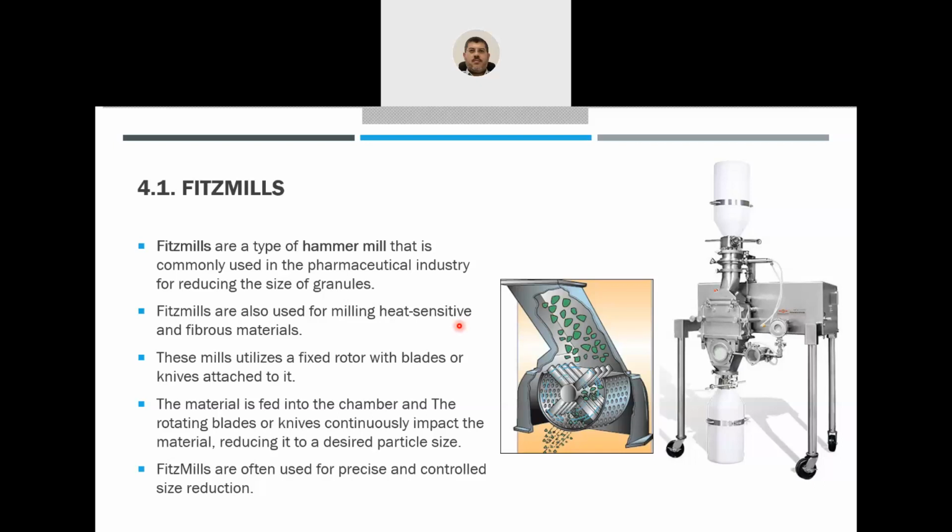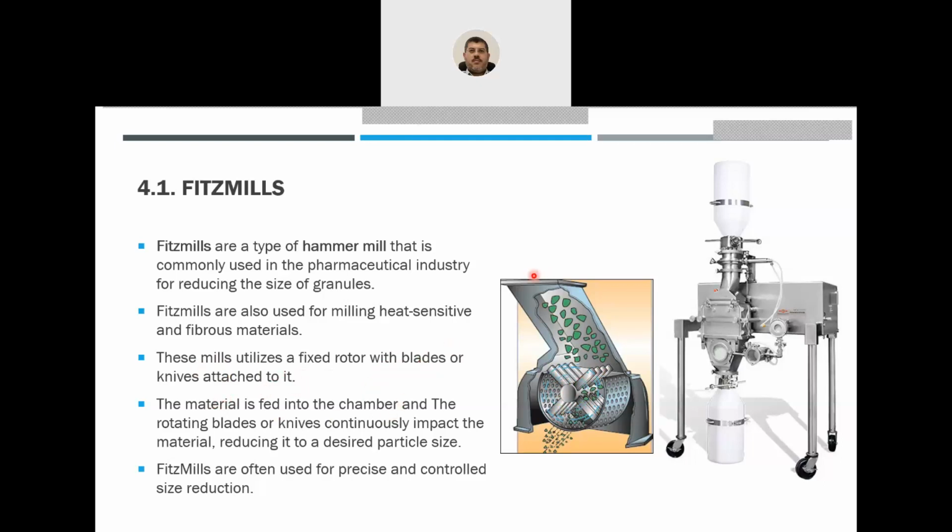Okay, so how do they work? They utilize a fixed rotor with blades. Here you have the rotor connected to a motor. Once you switch on the motor, this rotor will start to rotate. There are blades connected to the rotor, and these blades will hit the granules and reduce their size. So there are blades or knives attached to the rotor.